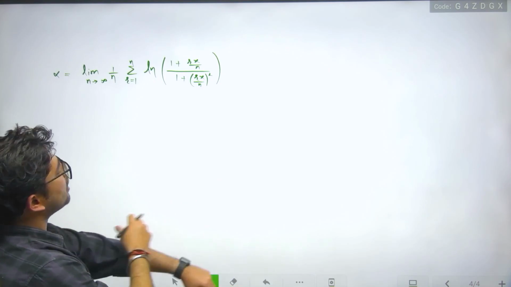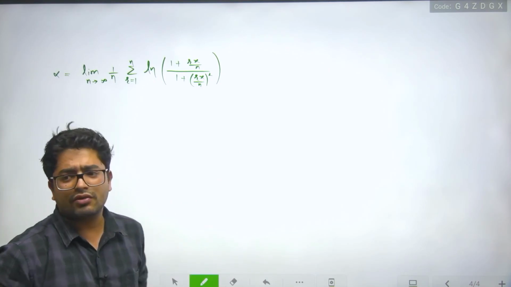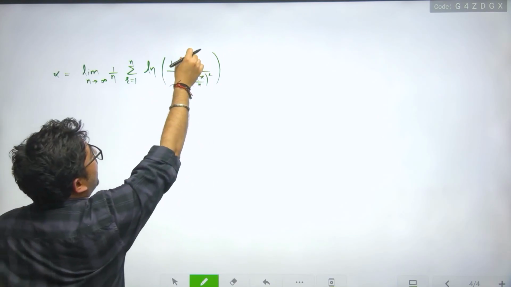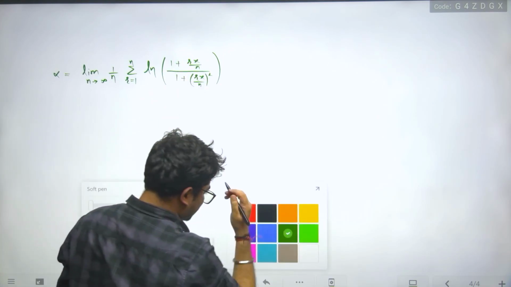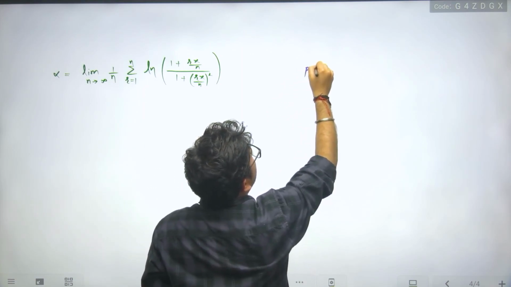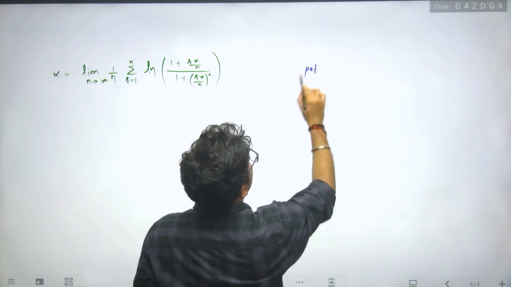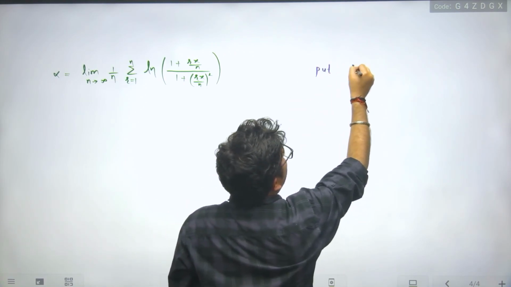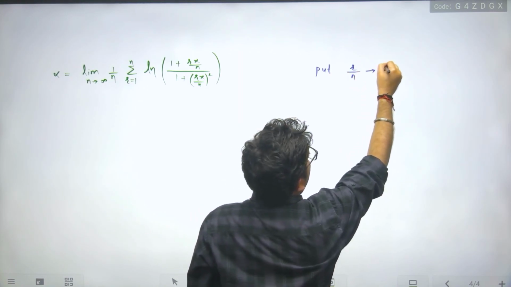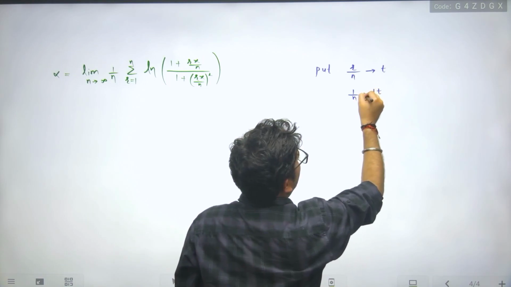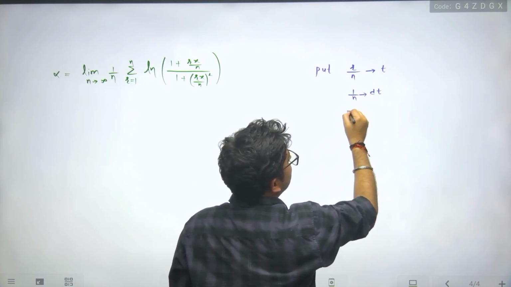Okay. Now you can use your definite integration here. That says put r by n as some y or t. Put r by n as t. Then your 1 by n is some dt. Okay, 1 by n is some dt. And your sigma becomes what?